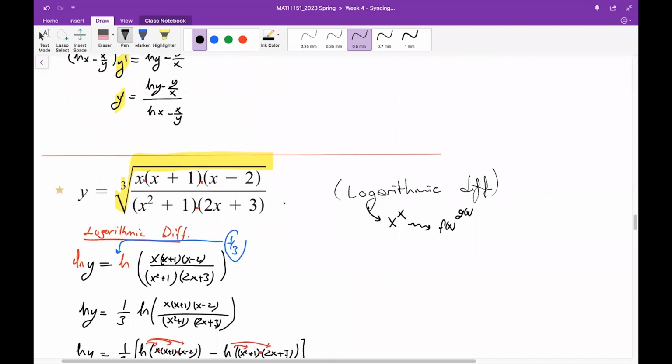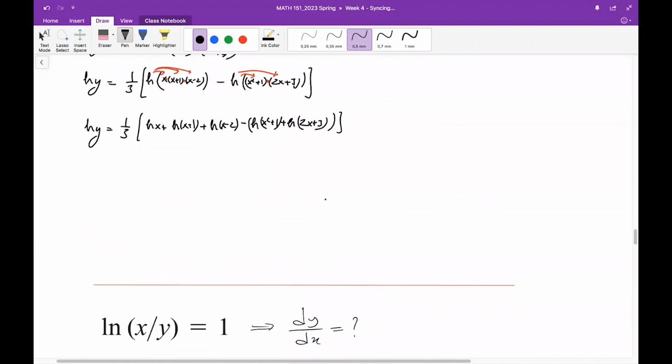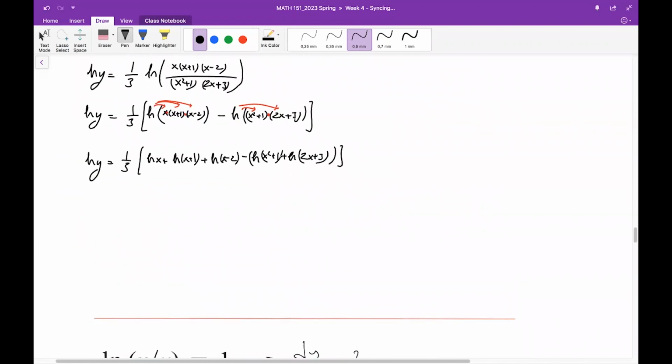Now, what is my aim? My aim is to find the first derivative of it. And now I am ready to differentiate both sides. You see, I have just this line, and these are very simple functions to take the derivative of. So the derivative of the left-hand side is 1/y times y prime. 1/3 is just a coefficient there. Now I will take the derivative of these ln's, which are very quick and simple. The derivative of ln x is 1/x. 1/(x plus 1) plus 1/(x minus 2) minus 1/(x squared plus 1) times 2x.